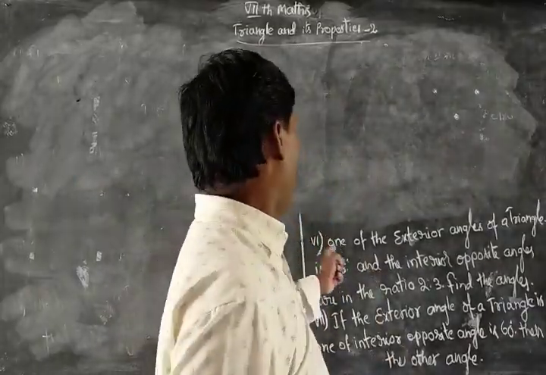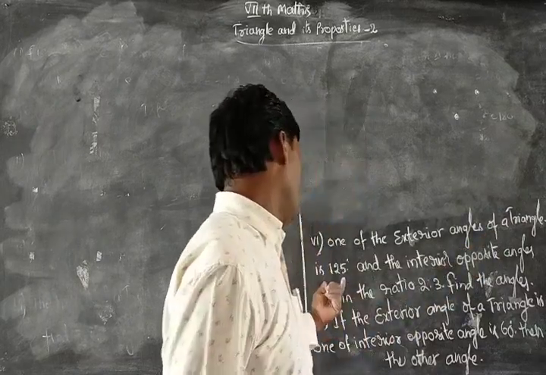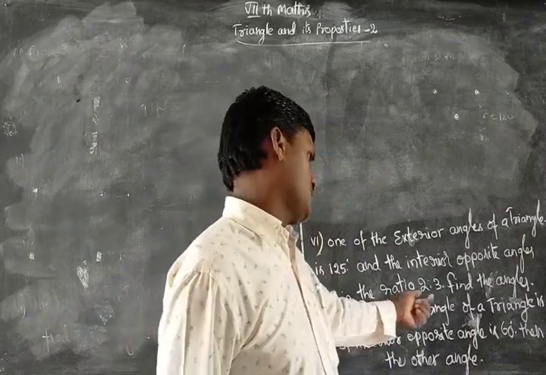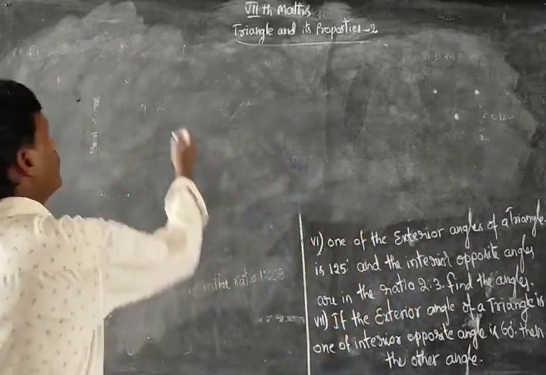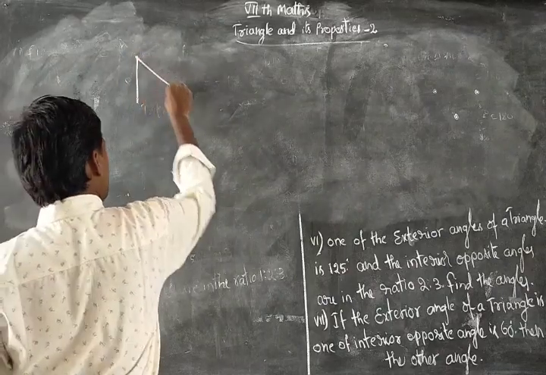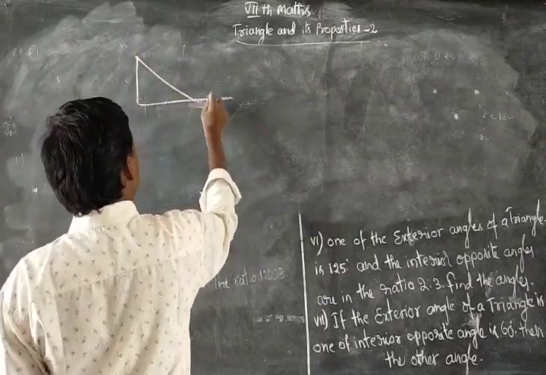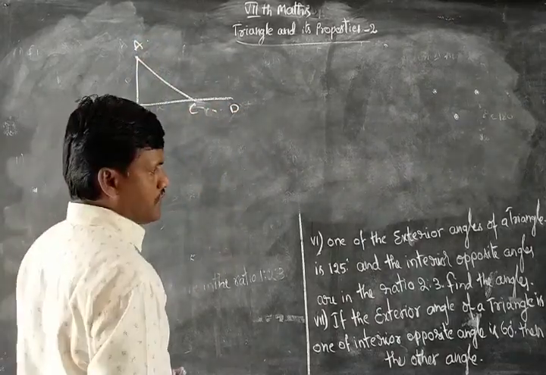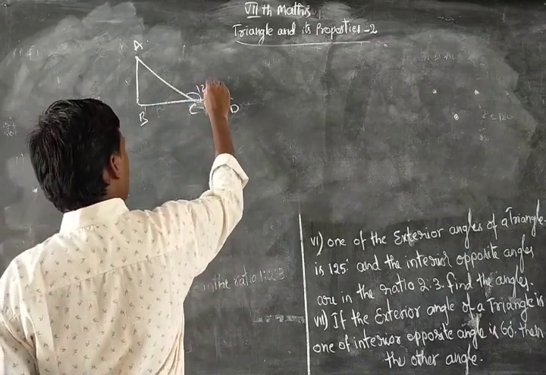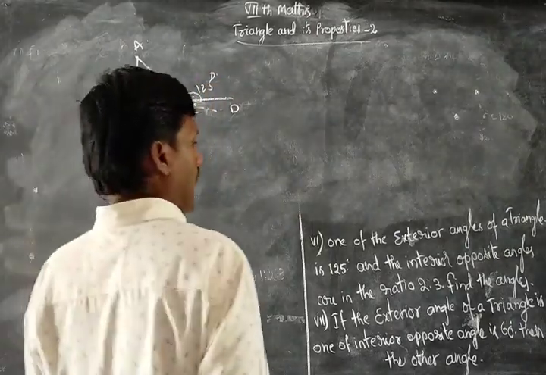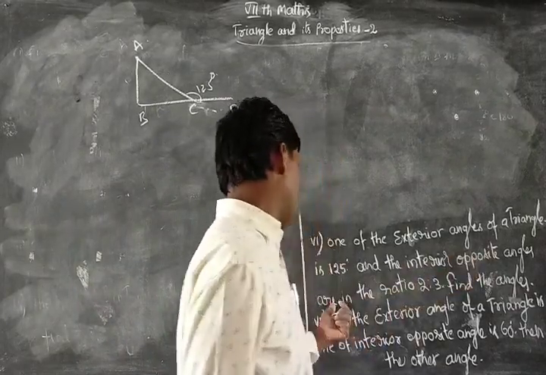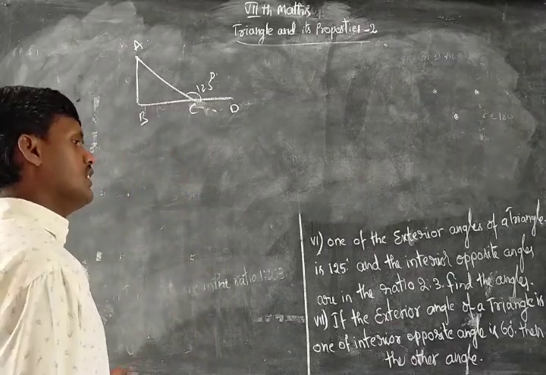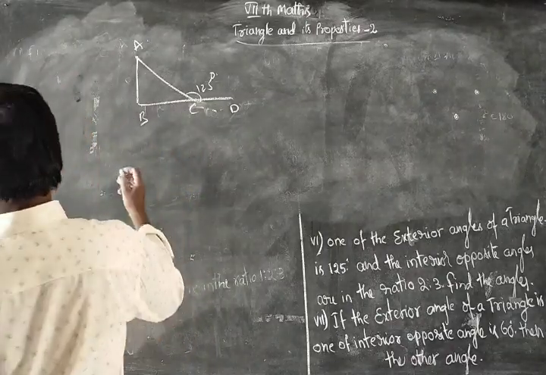Next, it is given that one of the exterior angles of a triangle is 125 degrees, and the interior opposite angles are in the ratio 2:3. Find the angles. First we draw the triangle ABC with D. One of the exterior angles is 125 degrees, and the interior opposite angles are in the ratio 2:3.